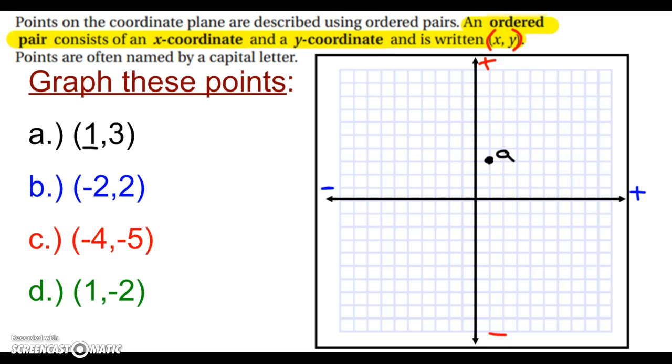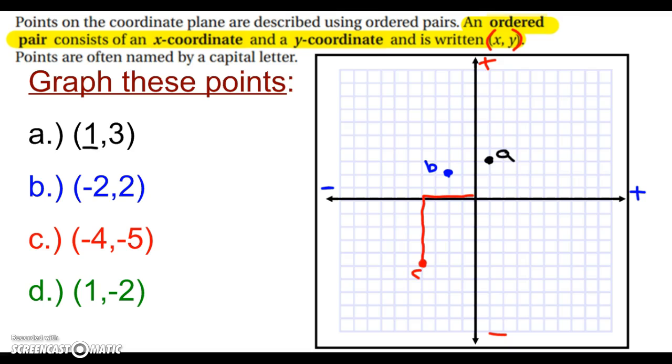Looking at letter B, (-2, 2). So in the x direction, we're going to go back 2 from the origin and then up 2. So this is point B. It's just important that we don't mix up our negatives and positives in which directions we want to go here. Letter C, (-4, -5). We're going to go back 4. Then down 1, 2, 3, 4, 5.